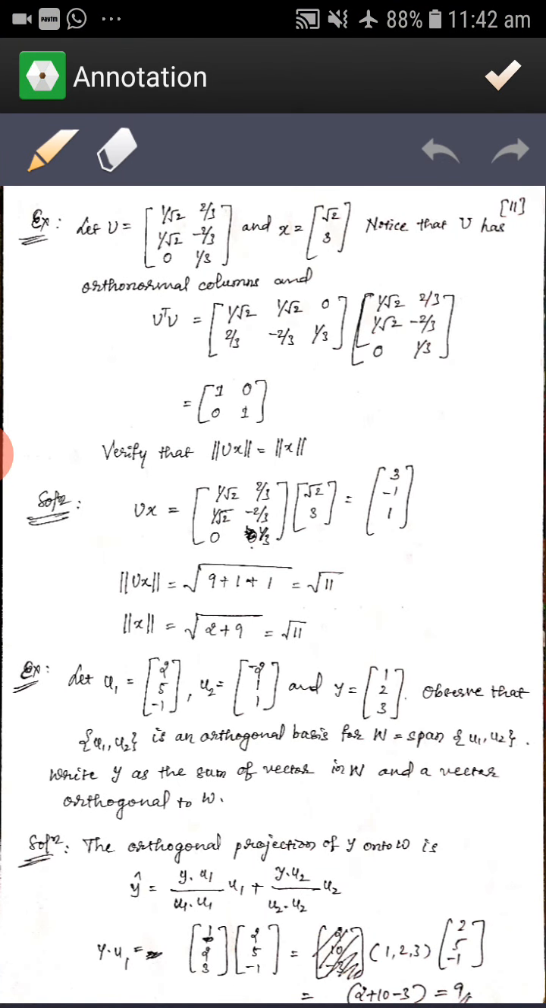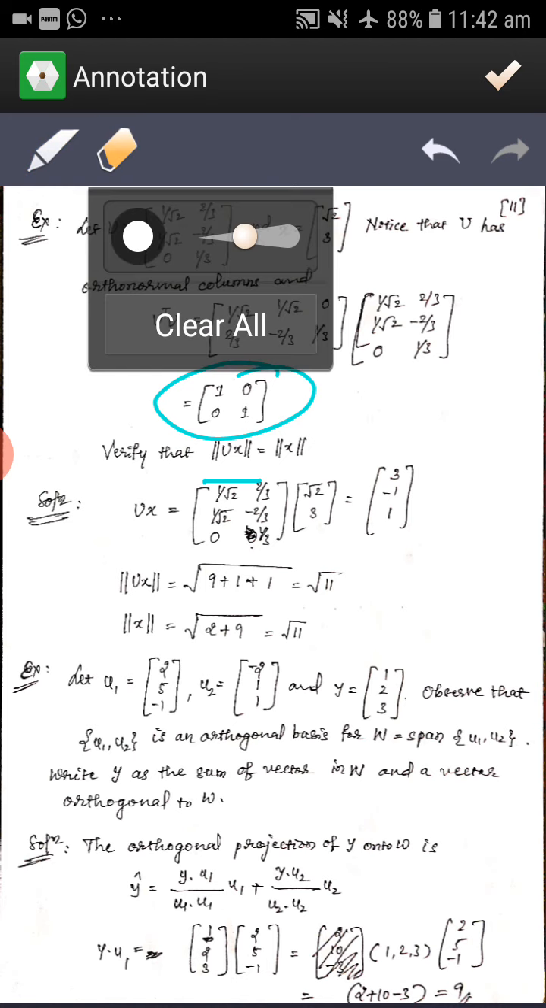So in this problem we have u and we have x. Notice that u has orthonormal columns, which means unit vectors. By doing u transpose times u, we get the identity matrix here. So we need to verify that the magnitude of ux and the magnitude of x are the same. As it is identity, we can verify that here.